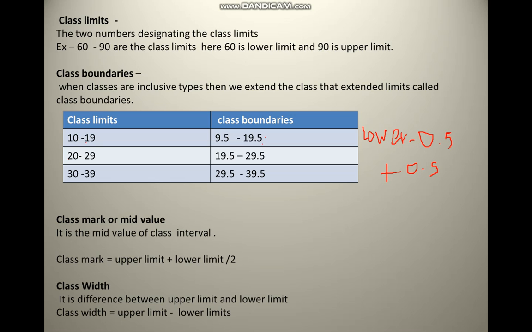Okay, then class mark or mid value. It is the mid value of the class, meaning upper limit plus lower limit divided by 2. Also, if classes are in inclusive type, then we can write upper boundary plus lower boundary divided by 2, that is also called class mark. Then class width. Class width is the difference between the upper limit and lower limit. Class width is upper limit minus lower limit.